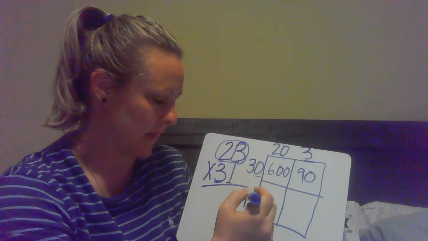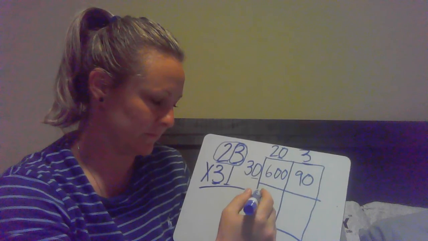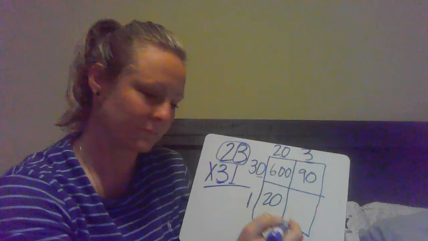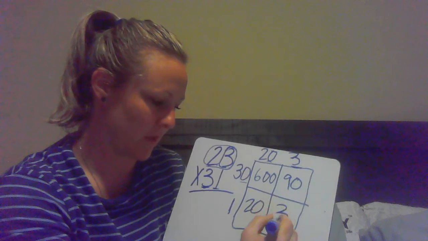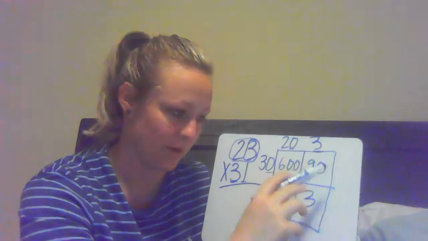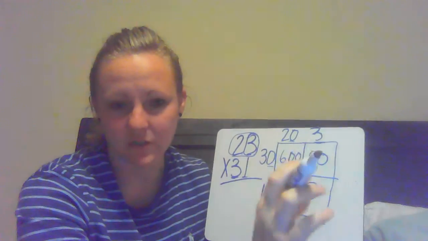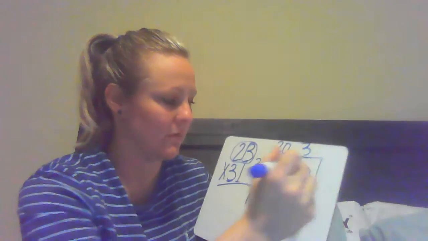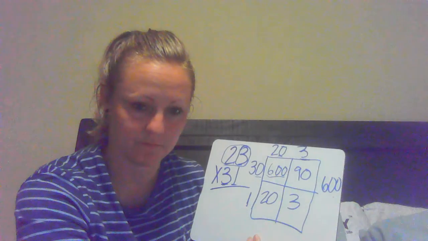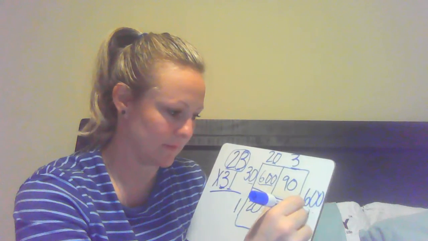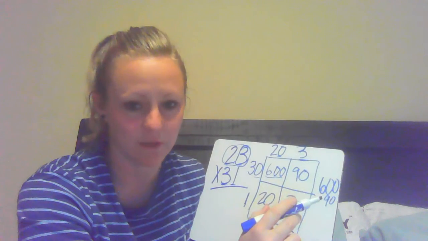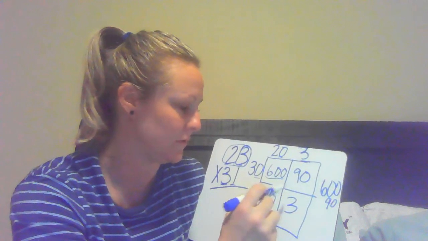20 times 1 is 20, and then 3 times 1 is 3. Now, all I'm going to do is take these numbers and add them up on this side. I always suggest taking your greatest number and writing it first. What's your next greatest number? Right, 90. And make sure as you're writing your numbers, you are putting them in the correct place value. That is very, very important, guys. You have to make sure you do that.